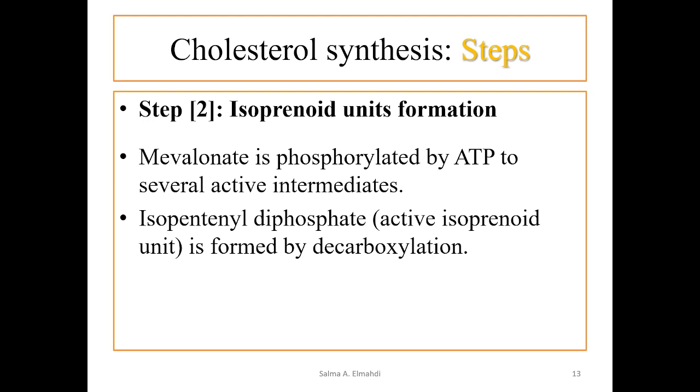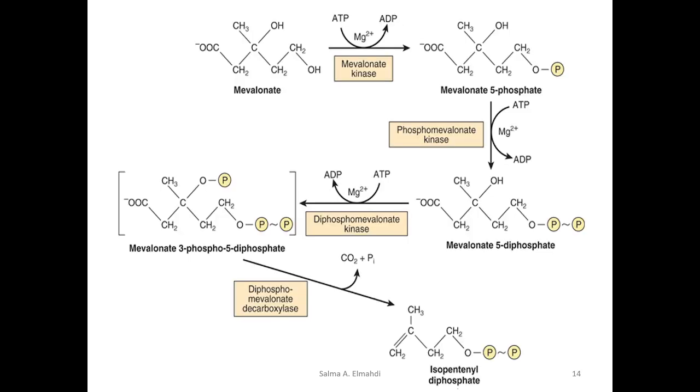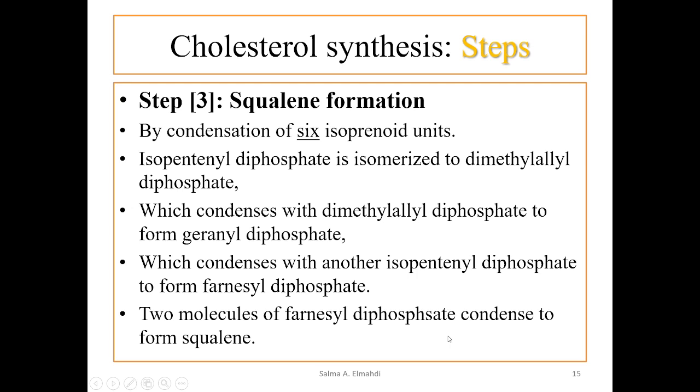The second step is isoprenoid unit formation by a series of phosphorylation reactions in which ATP is used as a source of phosphate. So mevalonate will be phosphorylated to mevalonate 5 phosphate, which is again phosphorylated to mevalonate 5 diphosphate, which is phosphorylated to mevalonate 3 phospho 5 diphosphate. And the final step is a decarboxylation reaction whereby isopentenyl diphosphate is formed. Isopentenyl diphosphate is considered an active isoprenoid.